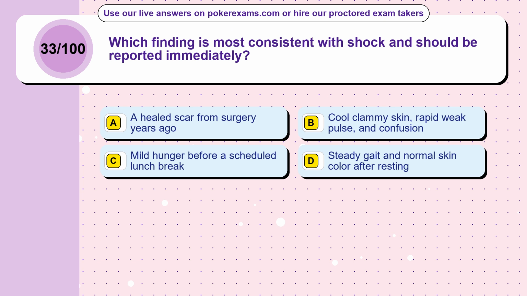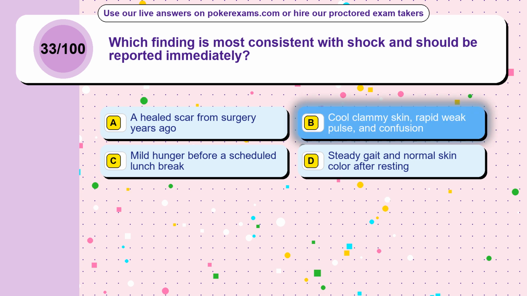Question 33. Which finding is most consistent with shock and should be reported immediately? Option A, a healed scar from surgery years ago. Option B, cool clammy skin, rapid weak pulse, and confusion. Option C, mild hunger before a scheduled lunch break. Option D, steady gait and normal skin color after resting.